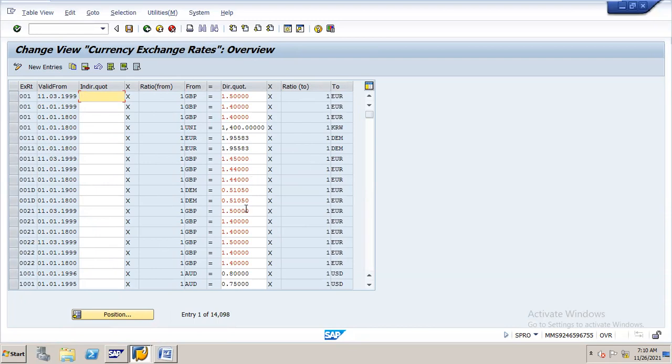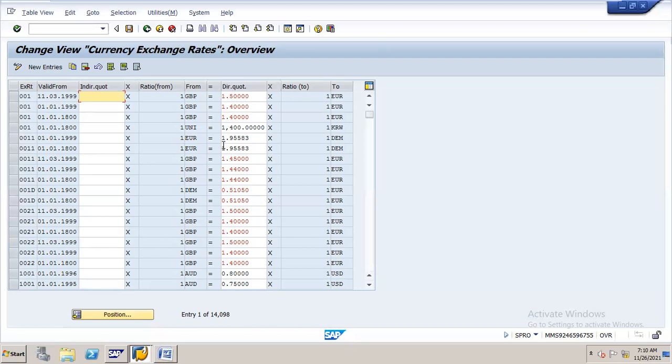So here, yes, as you asked, we have to maintain it manually. If it is a small organization, yes. In some big organizations, there are interfaces between the bank and the SAP system. So whenever the bank server is updated, your SAP server is also updated automatically, because we have some intermediate tools between your company code and the bank. Understood? In case of small companies, they can maintain it manually.